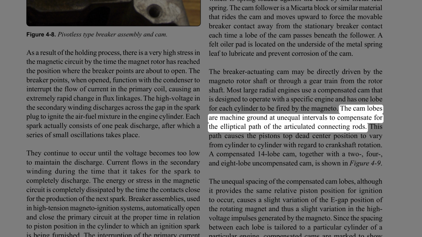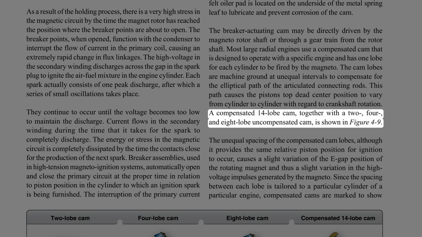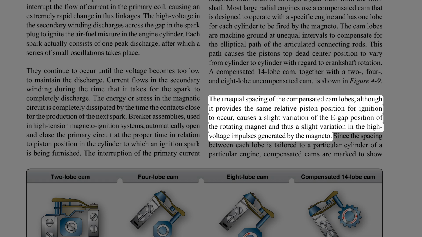The cam lobes are machine ground at unequal intervals to compensate for the elliptical path of the articulated connecting rods. This path causes the piston's top dead center position to vary from cylinder to cylinder with regard to crankshaft rotation. A compensated 14-lobe cam, together with a 2, 4, and 8-lobe uncompensated cam, is shown in figure 4-9. The unequal spacing of the compensated cam lobes, although it provides the same relative piston position for ignition to occur, causes a slight variation of the E-gap position of the rotating magnet and thus a slight variation in the high voltage impulses generated by the magneto.